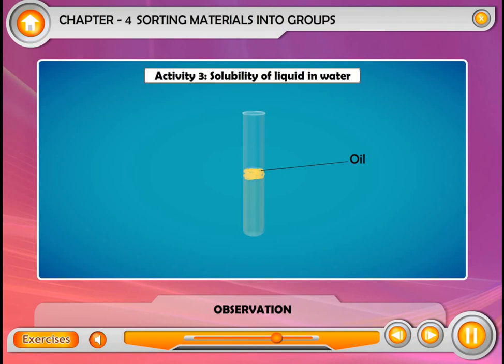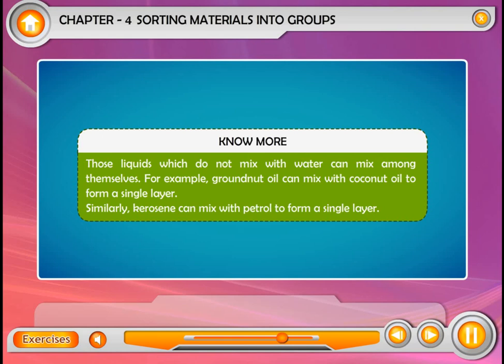Observation. You will see 2 separate layers of water and mustard oil in the test tube. Water being heavier forms the lower layer, whereas mustard oil being lighter forms the upper layer in the test tube. Conclusion. Mustard oil is insoluble or immiscible, it does not get mixed in water. Note: Those liquids which do not mix with water can mix among themselves. For example, groundnut oil can mix with coconut oil to form a single layer. Similarly, kerosene can mix with petrol to form a single layer.